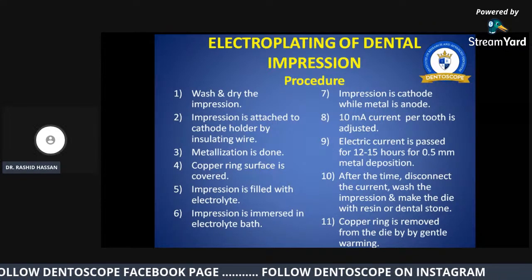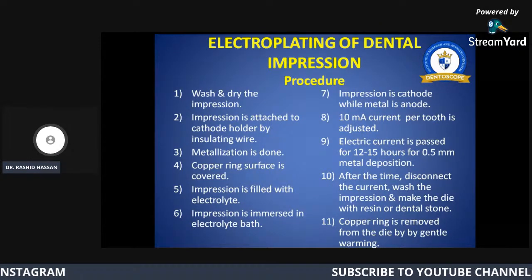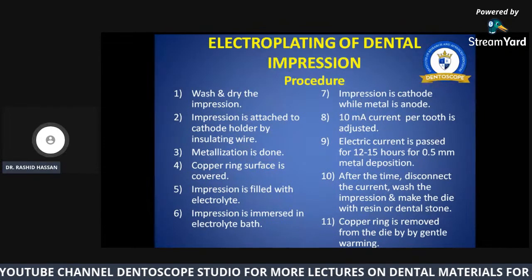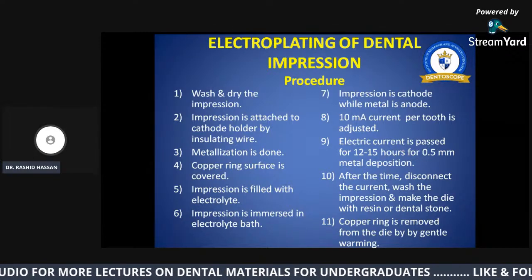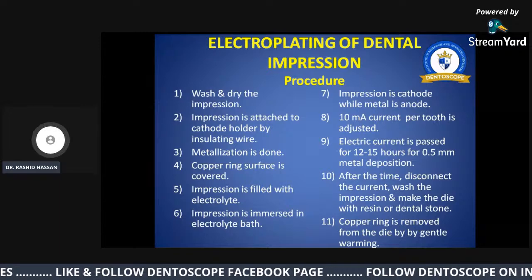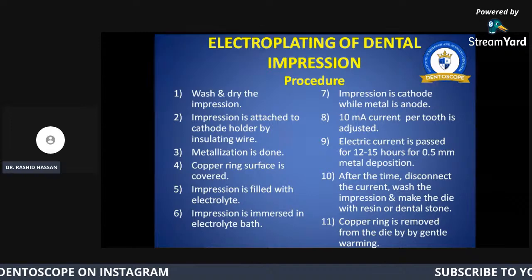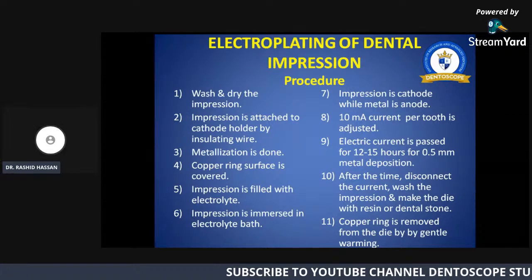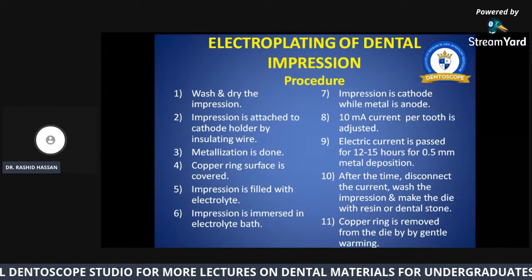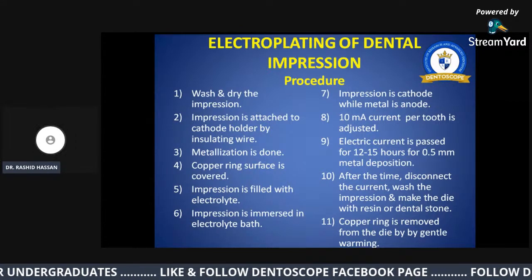A copper ring is also present there in order to confine this whole process in a specific boundary. The impression is filled with the electrolyte. This electrolyte is there for the conduction of the electric current. The impression is immersed in the electrolyte bath, the solution in which the electrolytes are going to be moving. So the impression, as I told you, is attached with the cathode, whereas the metal, silver or copper, which you want to deposit on the impression, is attached to the anode.